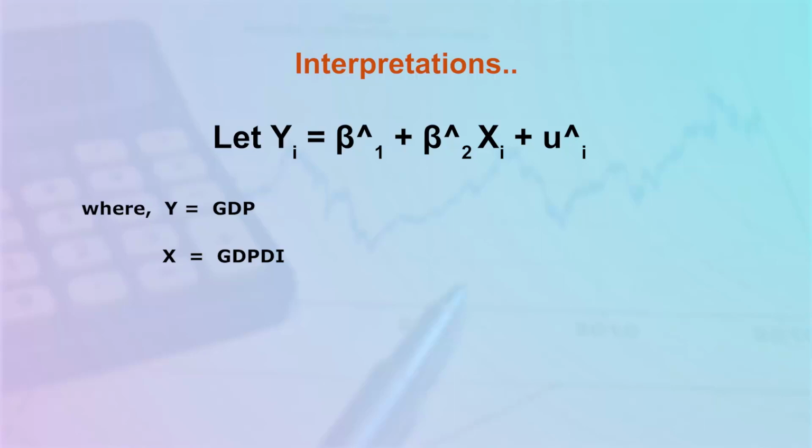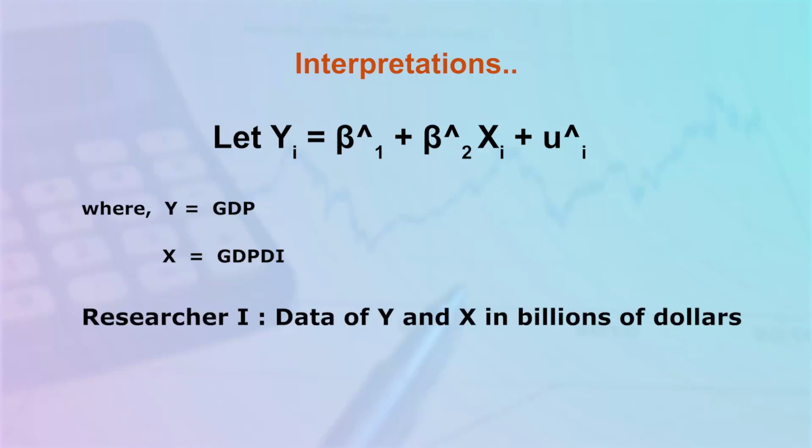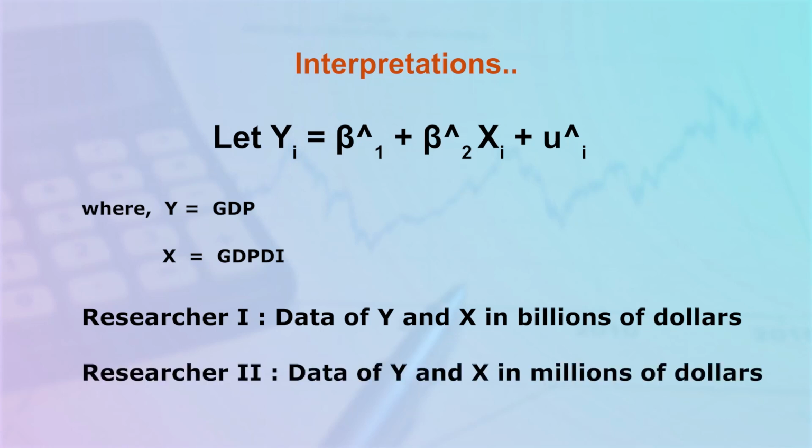So what has the researcher done? The researcher has collected the data of y and x in billions of dollars, and in the next model he has collected the data in millions of dollars, and the interpretation is to be done in a uniform manner. In this model we observe two sets of equations are needed because the units are different, and accordingly beta 1 hat and beta 2 hat are to be estimated. Accordingly we will apply the method of ordinary least squares as we have already done.